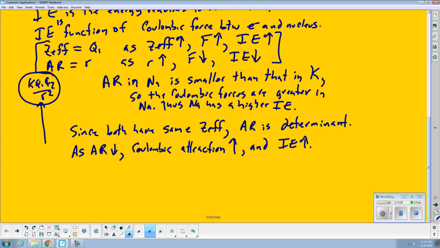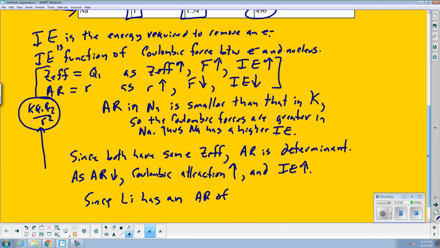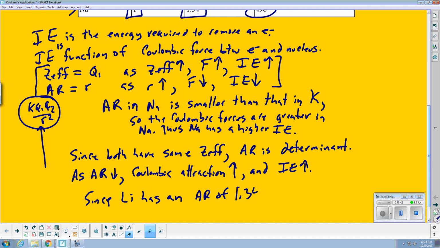Great. So now, since lithium has an atomic radius of, what was lithium's atomic radius? 1.34, and sodium has an atomic radius of 1.54.